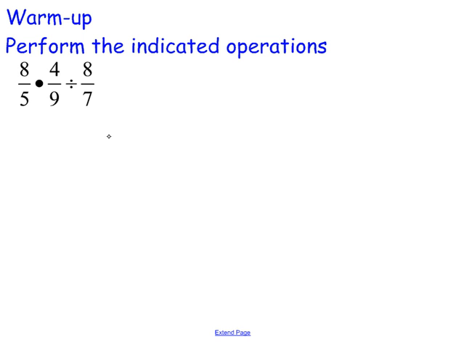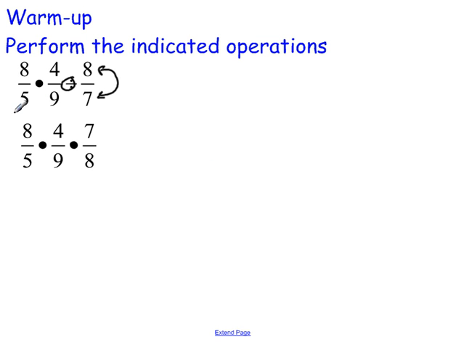Alright, so what you want to do is just turn it all into multiplication. So how do we do that? Well, we're going to get rid of the division symbol, and we're going to make that multiplication. And we are going to flip 8 over 7. And so we get this. Now it's just all multiplication.